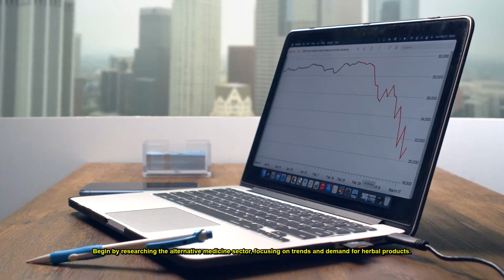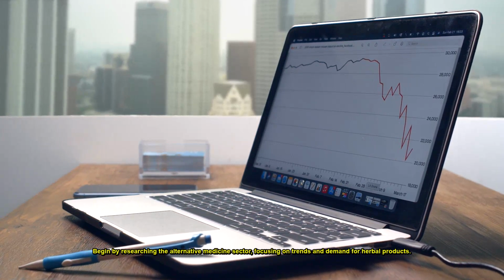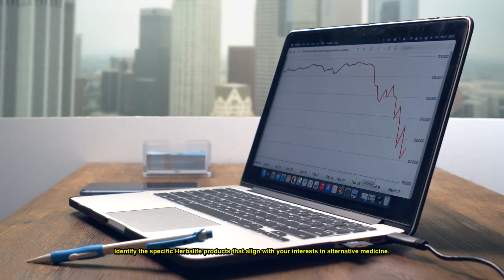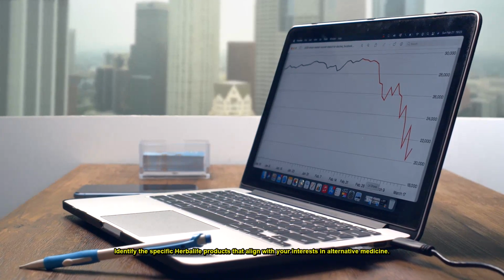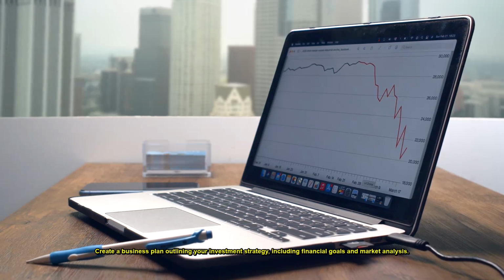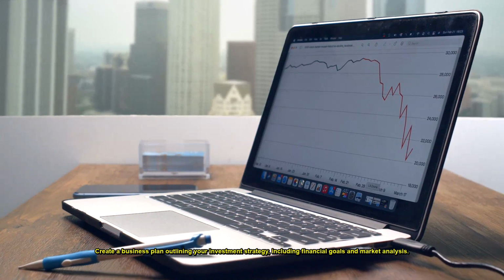Begin by researching the alternative medicine sector, focusing on trends and demand for herbal products. Identify the specific Herbalife products that align with your interests in alternative medicine. Create a business plan outlining your investment strategy, including financial goals and market analysis.